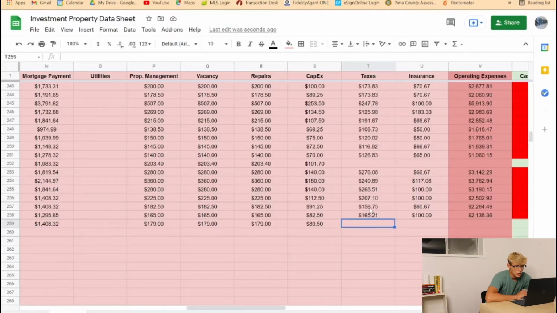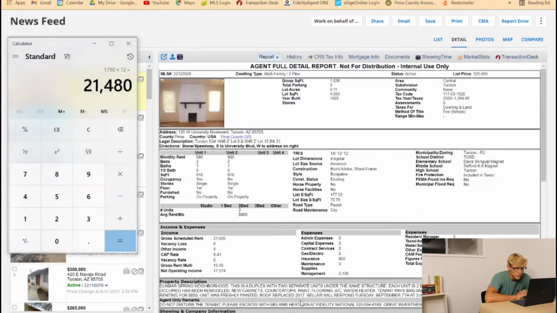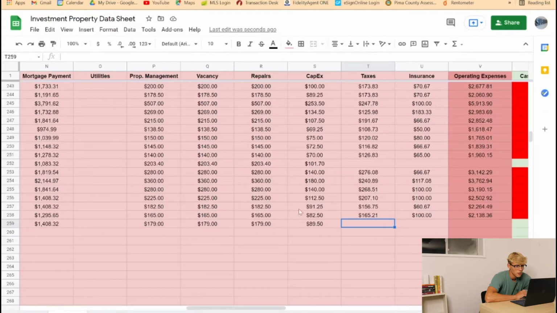And then we get to taxes and insurance. Okay, so your taxes, we can go back to the listing here and we can see that the taxes are $1,290 a year. So we go back to our trusty calculator, we divide it by 12, that's $107.50 per month.